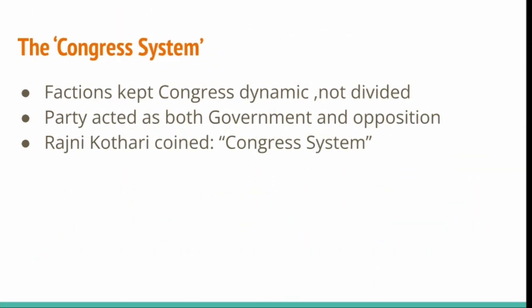Factions and the Congress system. These factions were not a weakness, they were the real strength of the Congress. Different groups argued but stayed united. So the Congress acted as both the ruling party and the opposition. That's why political scientist Rajani Kothari called this the Congress system.